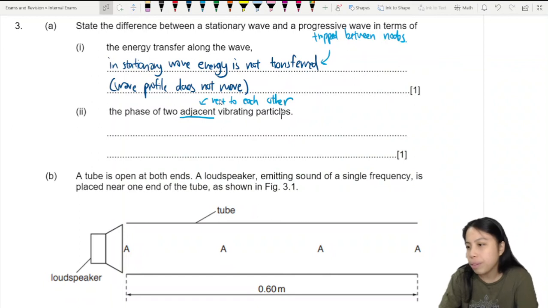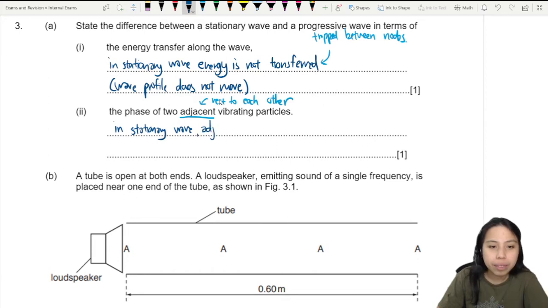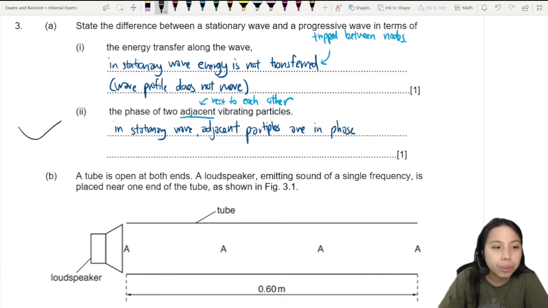So here when we want to talk about the phase, you want to talk about stationary wave? Okay, let's talk about stationary wave. So in a stationary wave, adjacent particles are in phase. Most of the times they're inside the same loop, we call that. So if I were to draw like this, the wave is actually dancing up and down. It means if you have two friends here, they're going to both go up together.